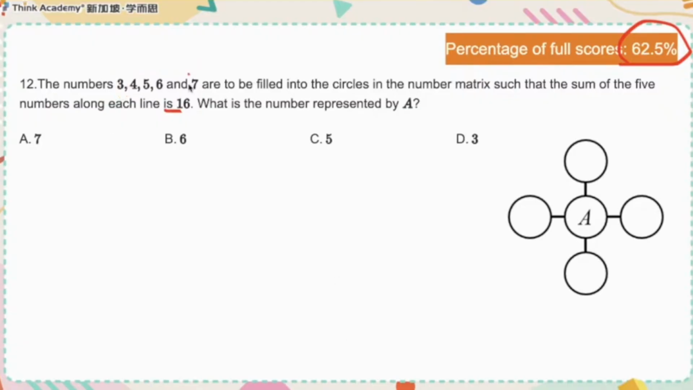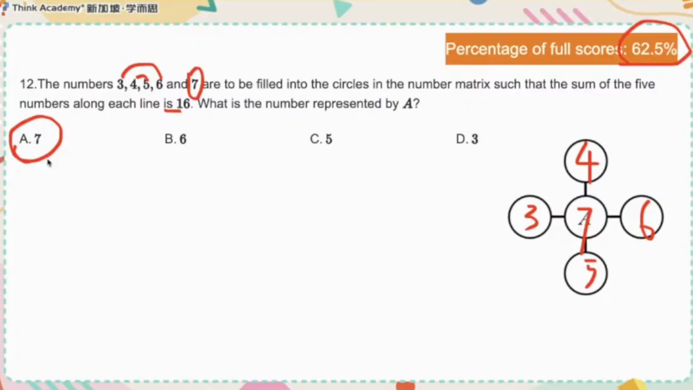How about we put the 7 in the middle? And then you can see A is 7. Then use the rainbow method. 3 and 6, 4 and 5. And then we can see what is the answer. Yeah, that is what we are looking for, right? So you can see option A is the correct one.